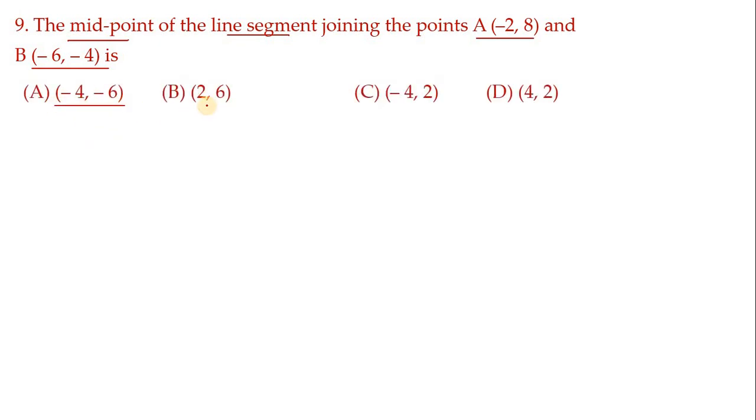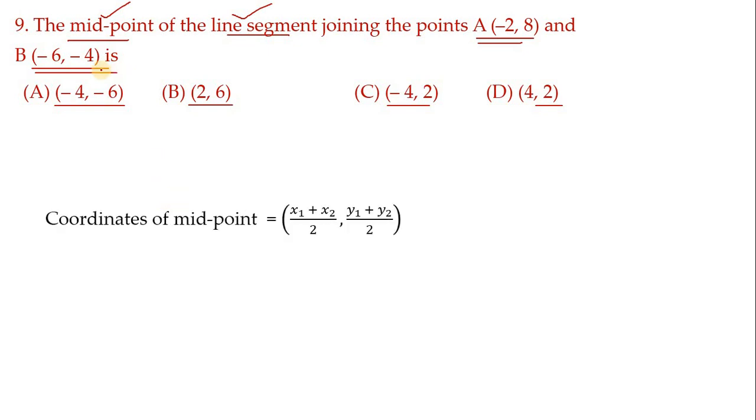Options are minus 4 comma minus 6, 2 comma 6, minus 4 comma 2, 4 comma 2. Understand the problem. Here we have to find the midpoint of the line segment. These are the coordinates of the endpoints of the line segment, I mean A and B coordinates they have given. So they are clearly talking about the midpoint in the problem, children.